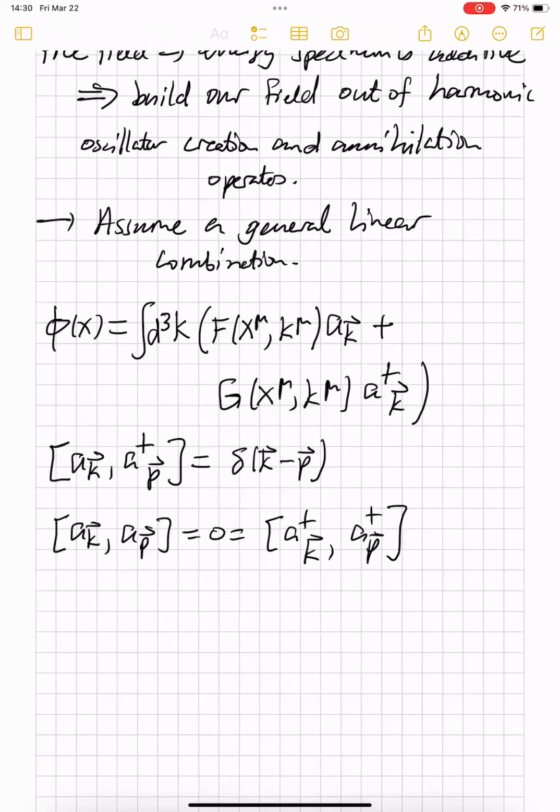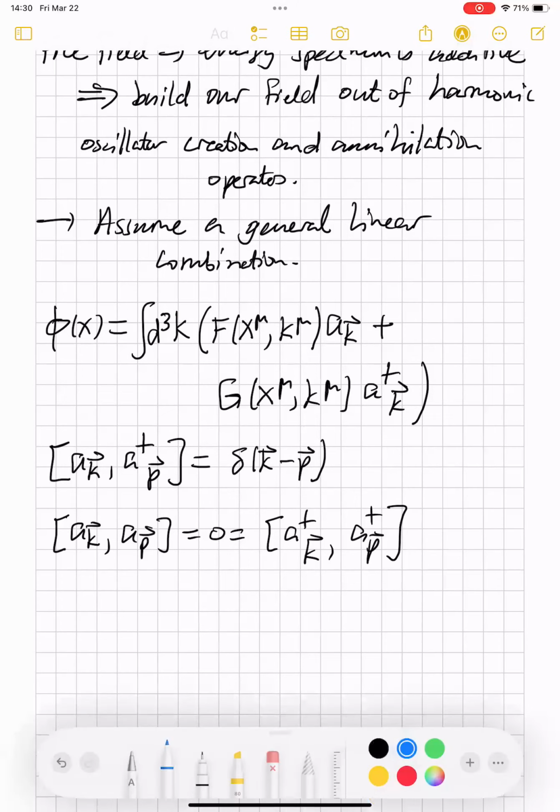Now, this is not great as it's written. The reason for that is that if we look at this expansion of the field, well, this integration measure is not Lorentz invariant. And because this Dirac delta of k minus p is not Lorentz invariant, it means the oscillators are also not Lorentz invariant. So this linear expansion that we've written of our field, every single different inertial observer would write a different expansion. So let's try to fix that.